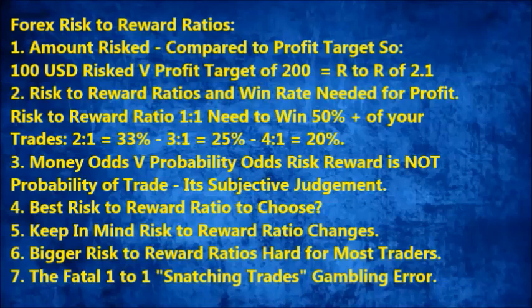So I think a bit of experience is needed in terms of going for the bigger risk to reward ratios. Now, in terms of the fatal 1-to-1 snatching trades gambling error, it's amazing how many beginners actually end up with a risk to reward ratio of 1 to 1 or even less. Just mentioned, snatching profits too early. You won't get anywhere unless you run your profits to cover your losses.